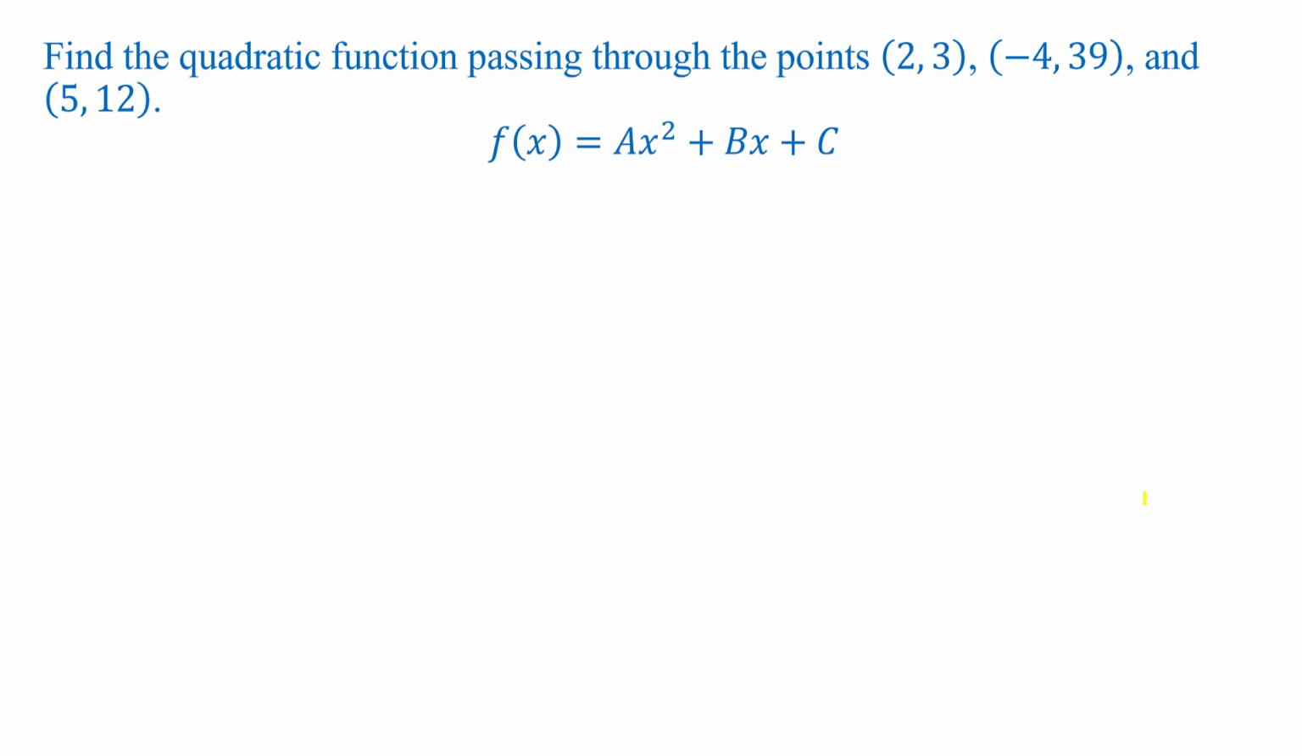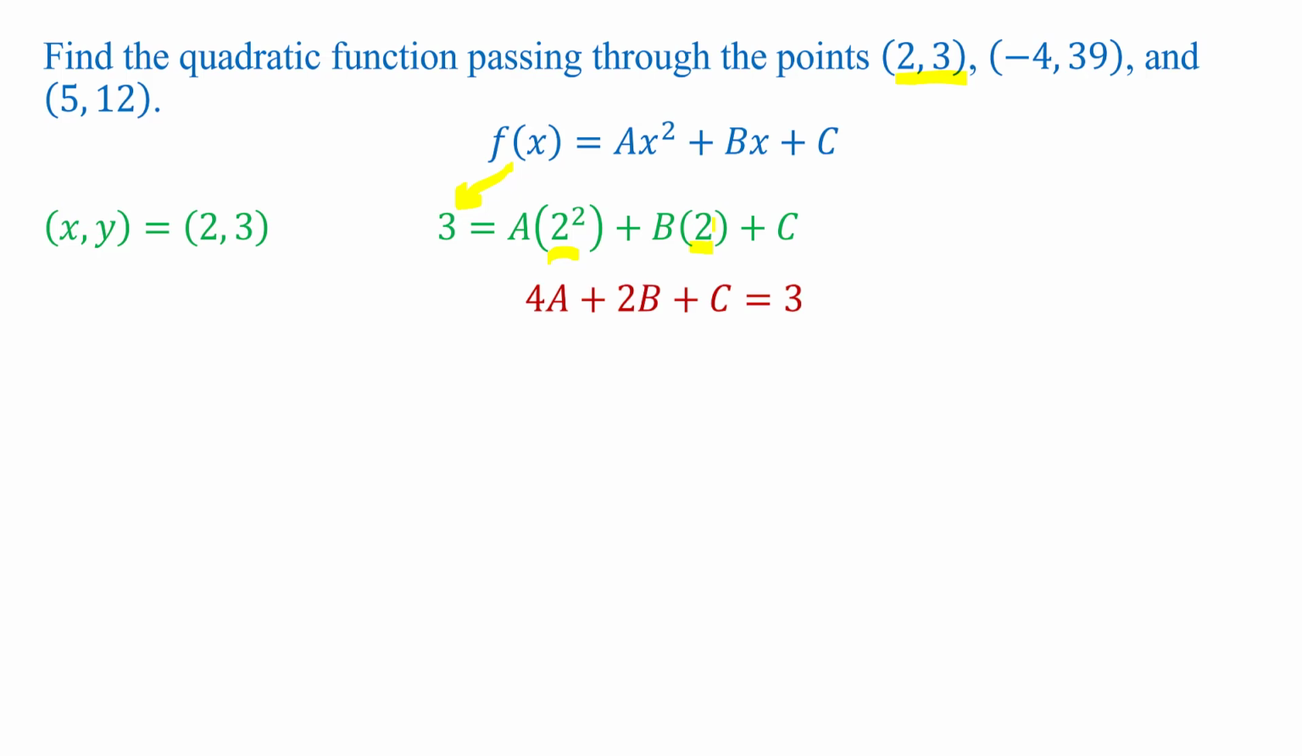If I can figure out what a, b, and c are here, I've got it. Okay, well, let's take our first point that we're given that's on the curve, the point (2, 3), where x would equal 2 and y would equal 3. We're going to plug in 3 for y, and 2 for x into f(x) = ax² + bx + c, and then we simplify to get 4a + 2b + c = 3. We'll do the same thing with the point (-4, 39).